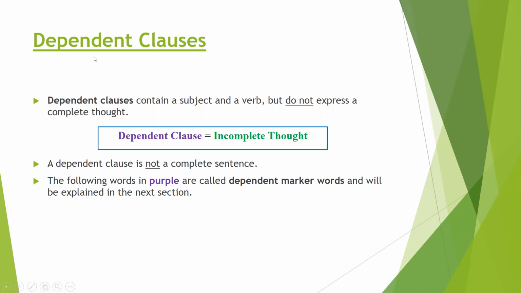And for dependent clauses, they contain a subject and a verb, but do not express a complete thought. Dependent clause is equal to incomplete thought. A dependent clause is not a complete sentence. The following words in purple are called dependent marker words and will be explained in the next section.